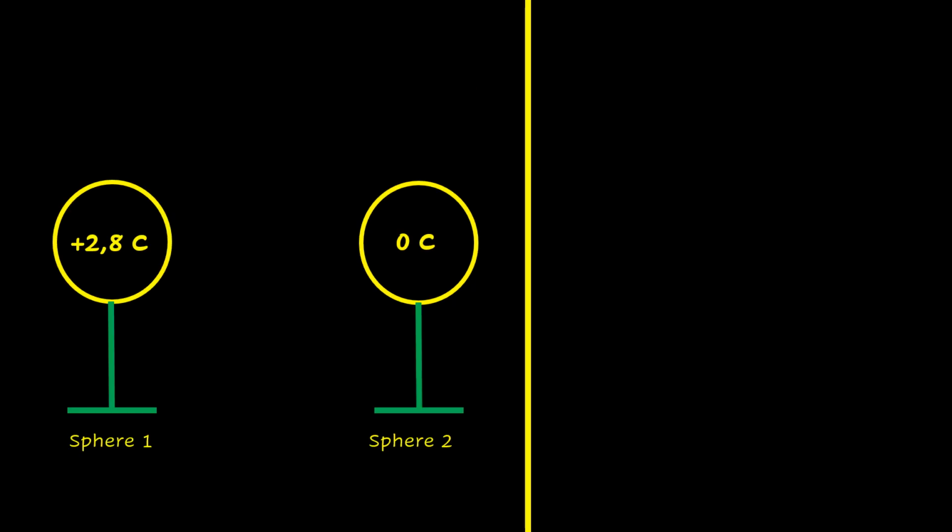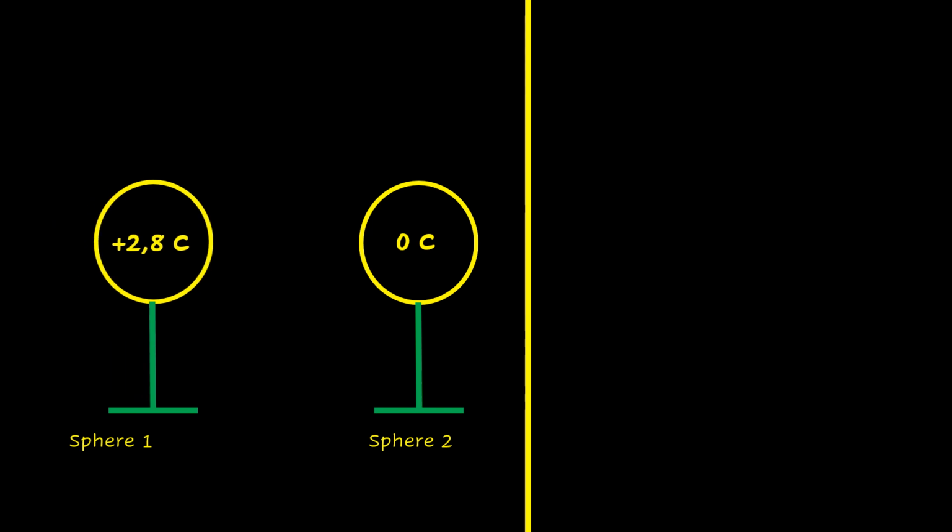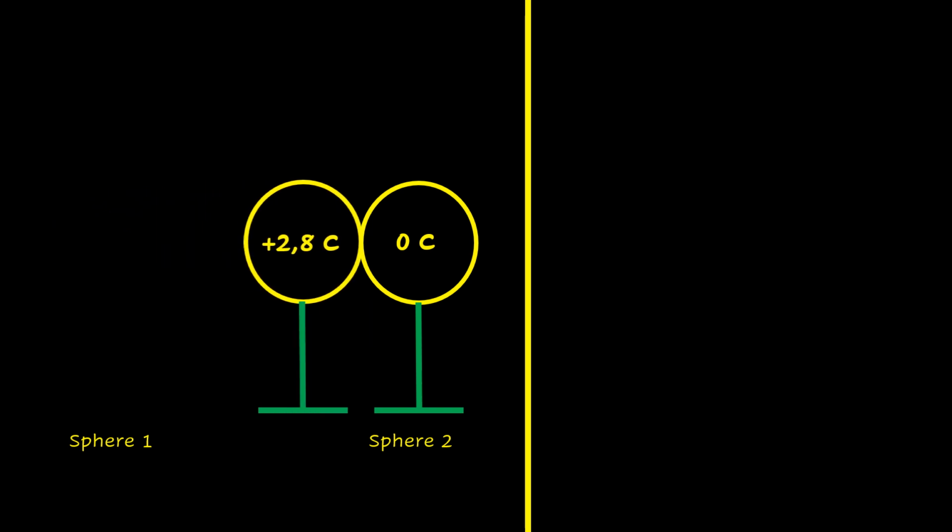When a positive conductor touches an identical neutral conductor, electrons are transferred to make the charges equal. Be mindful it is the negative charge, electrons, which are transferred. If a positive conductor, sphere 1, touches a neutral conductor, sphere 2, negative charges which are carried by electrons are transferred from the neutral conductor to the positive conductor.